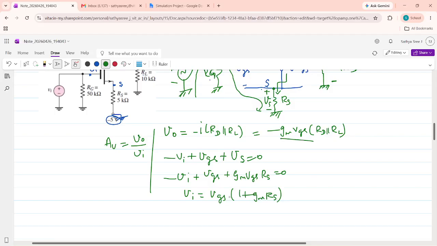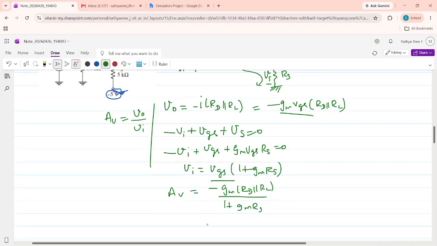So we have derived what is V0 and what is Vi. Now the voltage gain AV is minus gm times RD parallel RL divided by 1 plus gm Rs. So this is the voltage gain for this circuit.